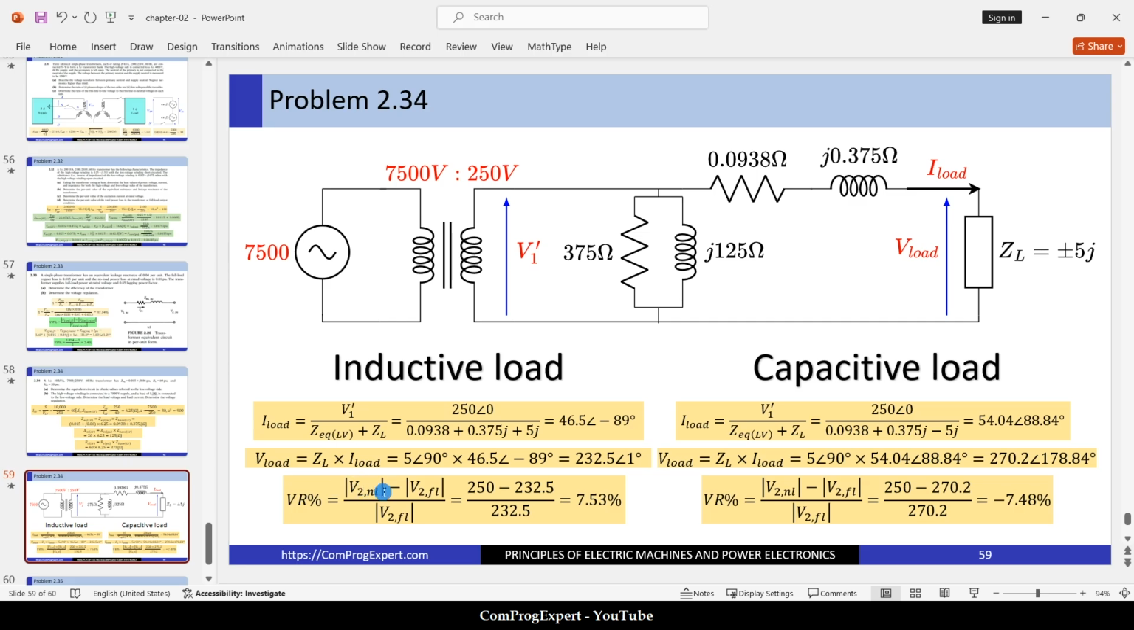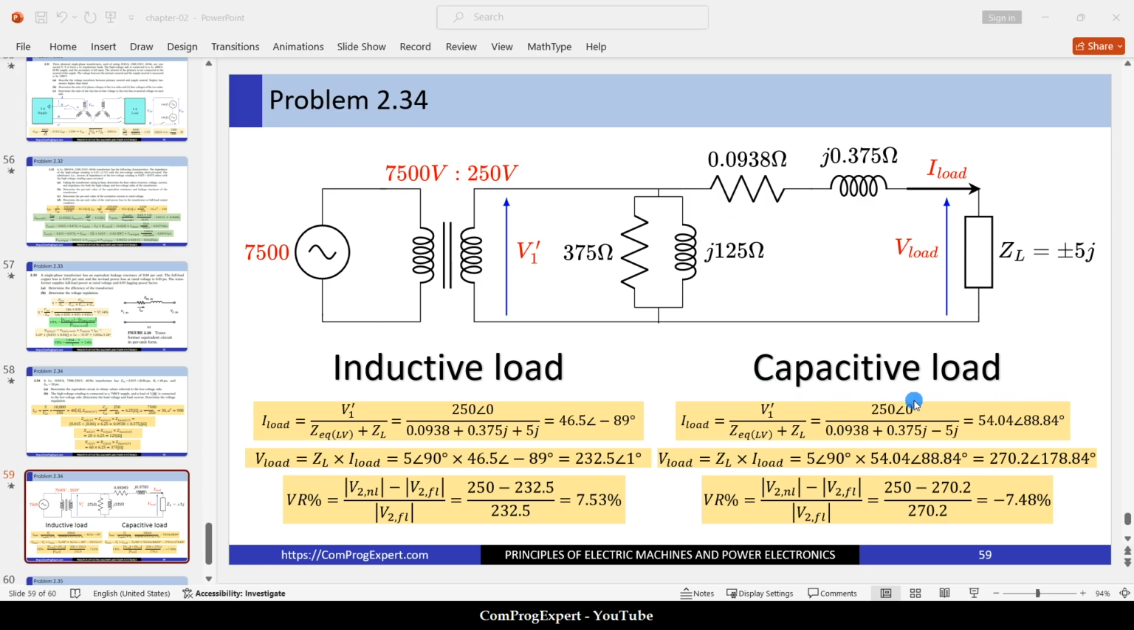V2 for the no load minus V2 for the full load. We don't have primes, because we are doing calculations for the secondary side. V2 for the no load, when the load current is 0, is equal to V1 prime. So in this case, the value of the voltage regulation is 7.53%.